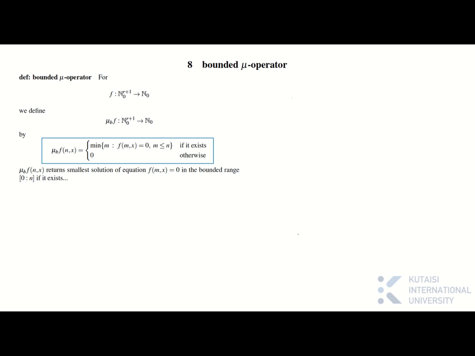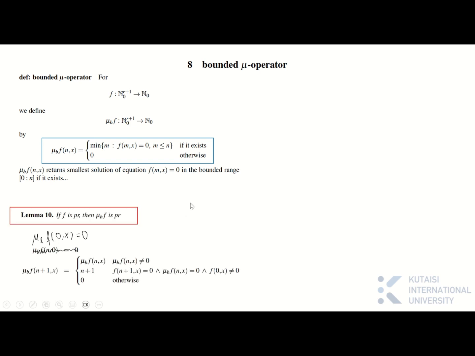We gave examples of this, not very good ones, but anyway. The first proof that we have here, where we stopped, is that if your function was primitive recursive to begin with, your bounded operator is also primitive recursive. And here is this proof.